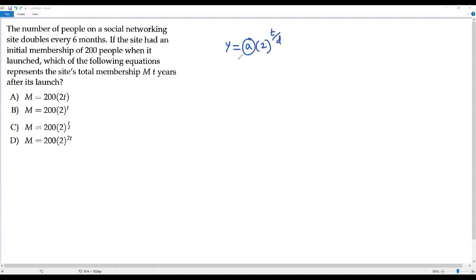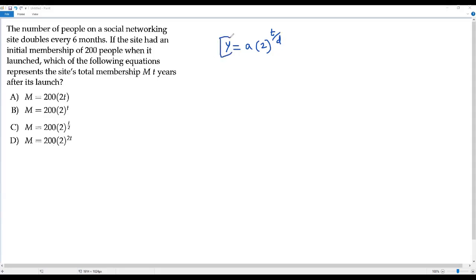So this a is the initial population, and initial population means that's the population when t is equal to 0, and y is the population after t years, or the final population. And this d is the doubling time and it has to be in years. So here both t and d must be in years. So t is the total time and d is the doubling time in years.